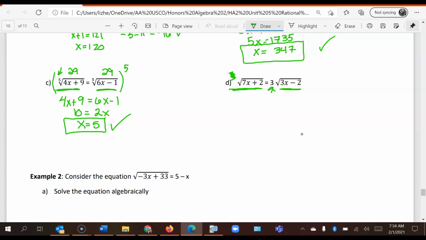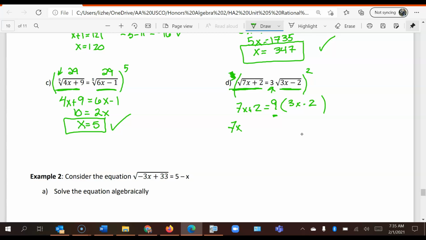So what you're going to do is just raise everything squared, but you also have to square the 3. So the square root of 7x plus 2 squared is 7x plus 2. The square of 3 is 9. And the square of the square root of 3x minus 2 is 3x minus 2. So be careful there and make sure you make that a 9, and then you proceed to solve it.